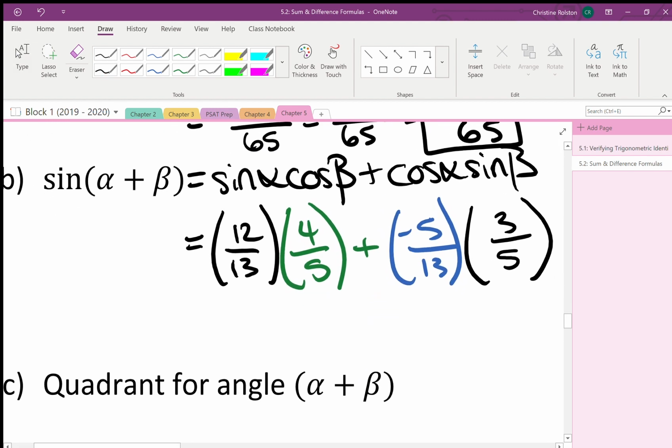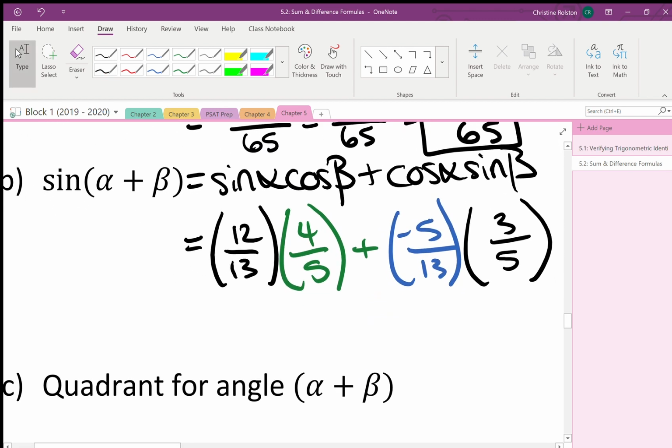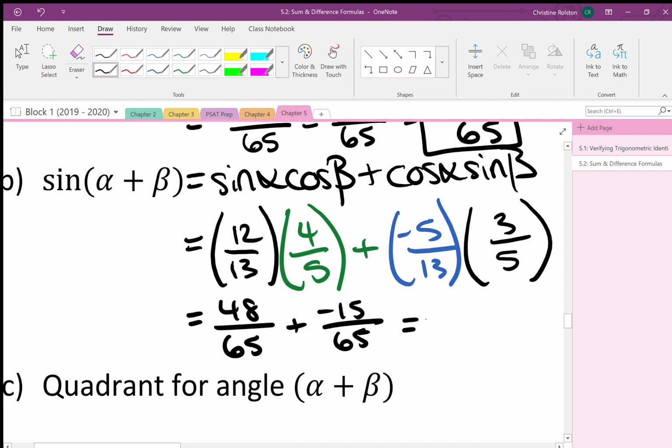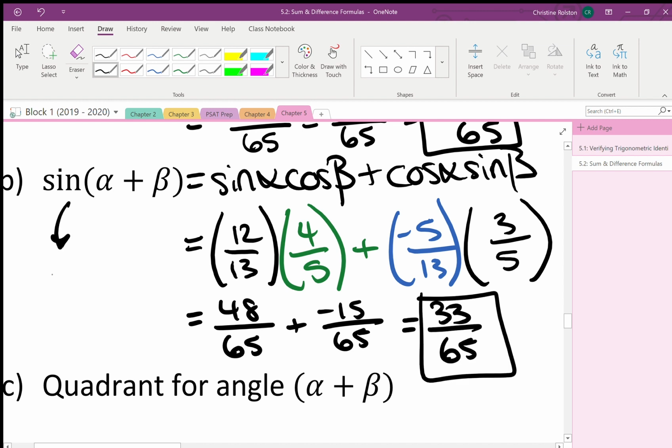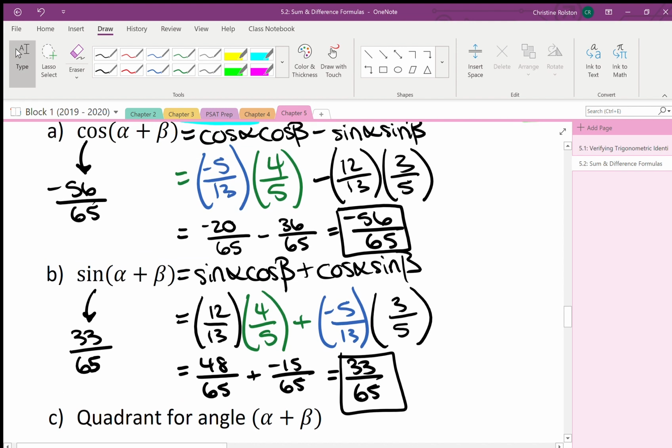Now for sine. 12 times 4 is 48 over 65 plus negative 5 times 3 is negative 15 over 65. 48 plus negative 15, so it was really minus 15. We're going to get 33 over 65. So I found the A and B, right? I have no problem with that.